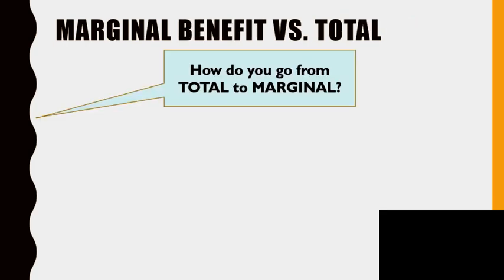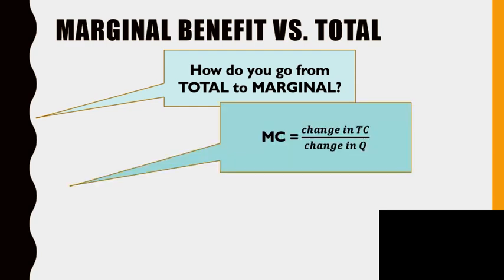But now we want to go the opposite direction. So how do we go from total to marginal? Well, marginal cost is defined in the same way as marginal benefit. In this case, it's the change in total cost over the change in Q. So how does total cost change when we change Q? Q again is the same thing, quantity. So do you agree that it's the same exact equation as marginal benefit, but instead of total benefits, we're looking at total costs? Otherwise, it's the same equation.